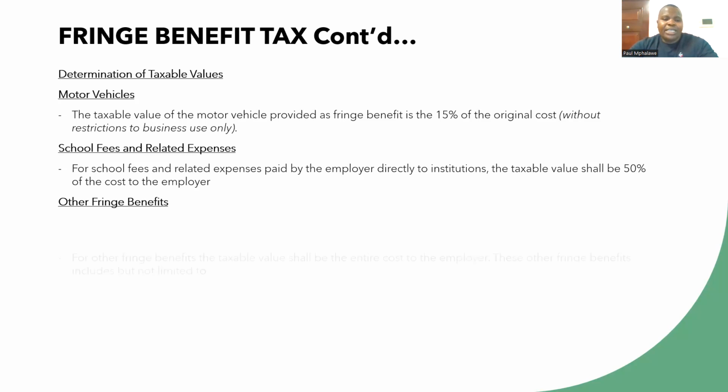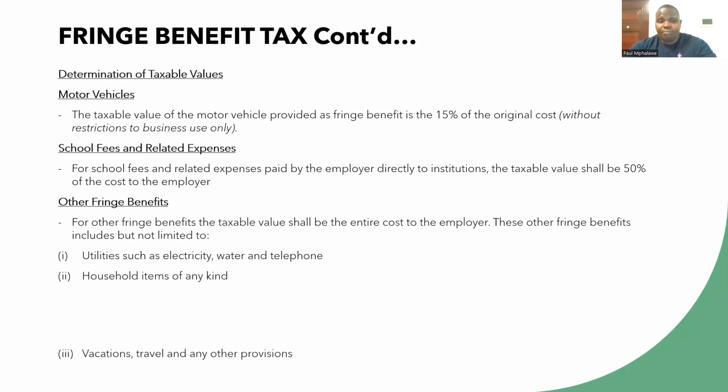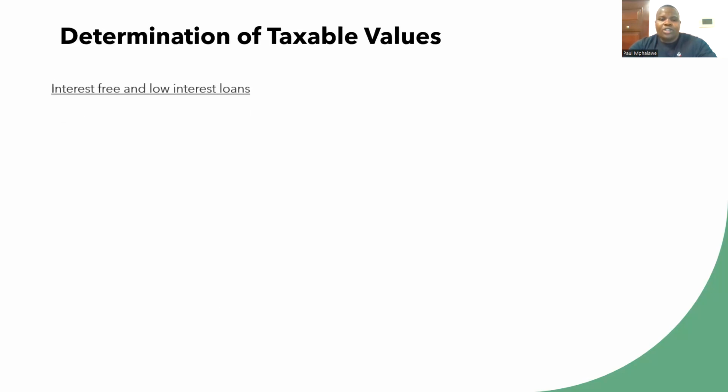For other fringe benefits, the taxable value shall be the entire cost to the employer. These other fringe benefits include, but are not limited to, utilities such as electricity, water, and telephone, household items of any kind, vacations, travel, and any other provisions, domestic service of any kind, such as gardeners, maids, cooks, nannies, and housekeepers, security guards, and watchmen. That is straightforward.